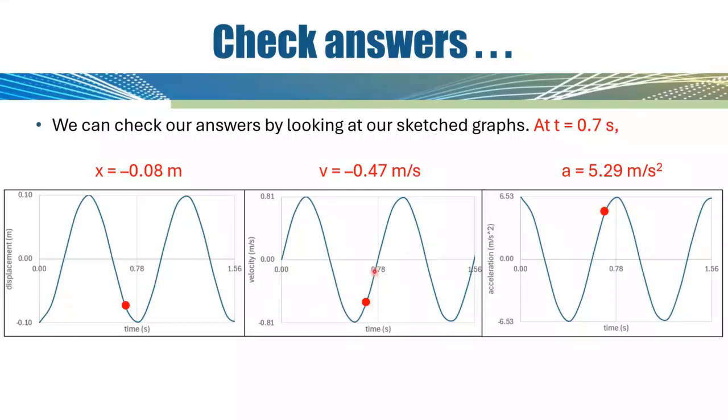We calculated a velocity of -0.47, so again we're in the negative direction, -0.47, and we got a positive acceleration value, and that also seems to line up with our graph.